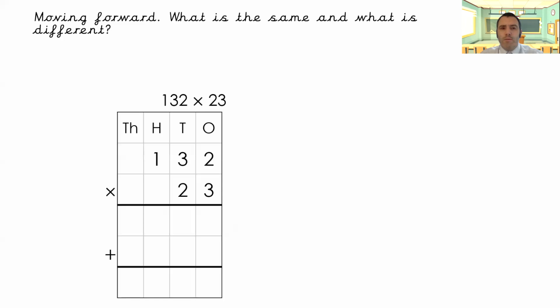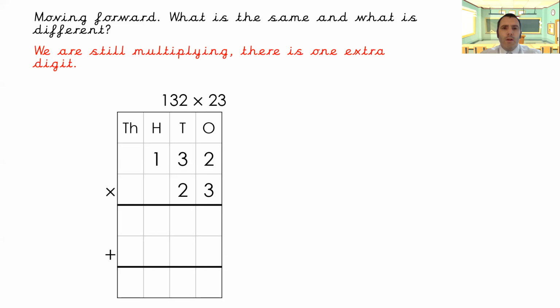Moving forward, what's the same and what's different? Have a look. What have I changed? We're still multiplying. The only difference is we've got 1 extra digit now. So instead of 2 2-digit numbers, I've got a 3-digit number, 132, multiplied by a 2-digit number, 23. The thought process, or the process of working this out, is exactly the same. We just have 1 extra step to complete for each calculation.